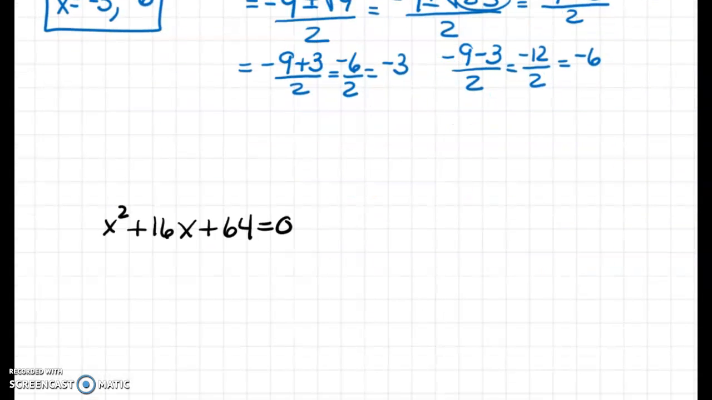Okay, let's move on to our next example. So we're going to do the same thing here. We're going to find our values of a, b, and c.